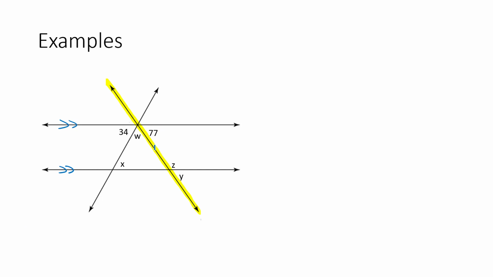If I just pay attention to that line, what I see is I've got this 77-degree angle, and y is also an acute angle on that same parallel line. Those acute angles have to be congruent, so y must be 77 degrees. Z is right next to that 77-degree angle, so z has to be the supplement. They have to add to 180 degrees. So if I do 180 minus 77, I'm going to get 103 degrees. Z must be 103 degrees.